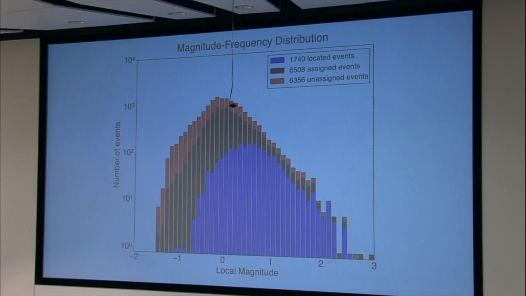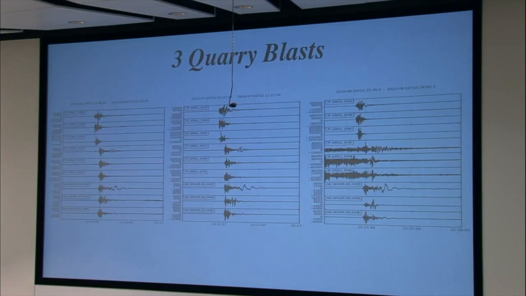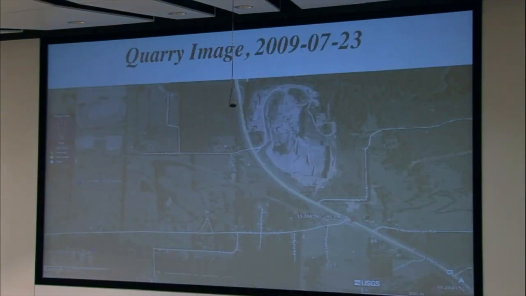So we can assign them to locales even if we can't locate them. We were fortunate to find among these repeating events 3 quarry blasts. Quarry blasts happen at quarries, obviously, and so there's a known location. So we looked on Google Maps and then Google Earth.